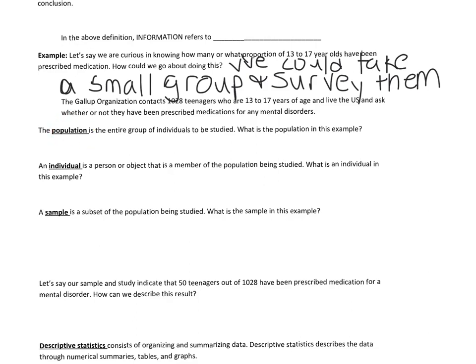First, this whole entire group of 13 to 17-year-olds in America, every single one, would be what we call the population. The population is the entire group of individuals to be studied. So the population in this example is all the entire 13 to 17-year-olds.